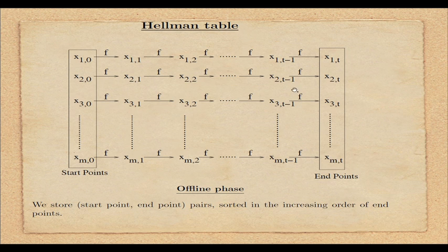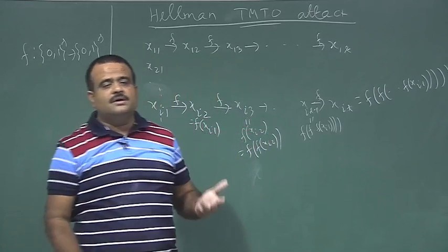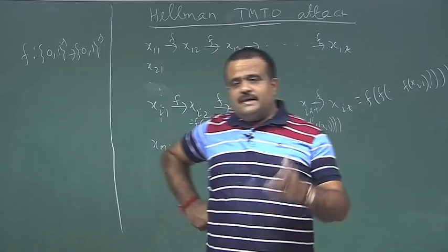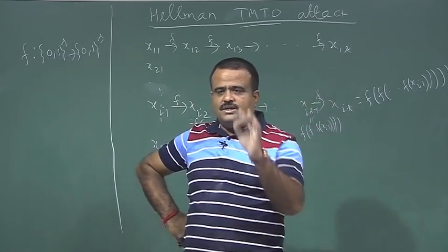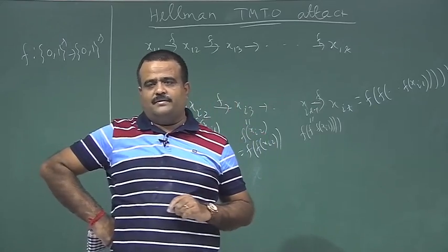Like this we are doing, and then x 2 1, x 2 t, x 3 1, like this we continue. So, this we are doing in the offline phase, and we store this table we are computing. We are not storing the whole table, because whole table storing is the same as the table lookup method. So, we do not have that much memory in our hand. So, we are just storing the start point and end point pair.